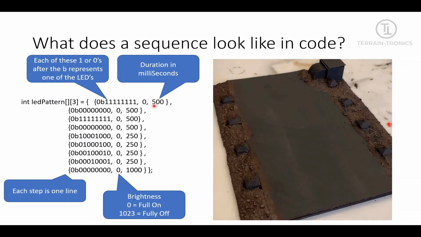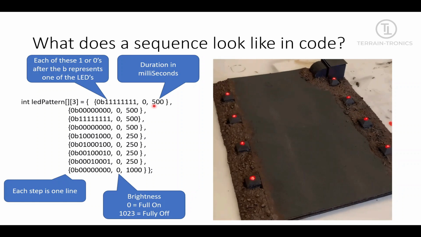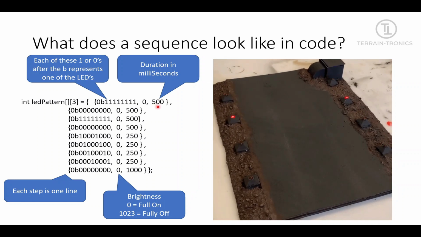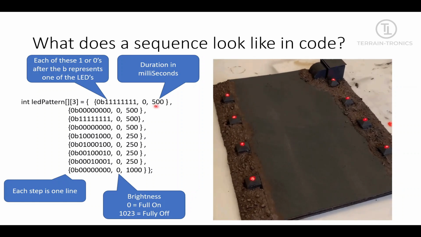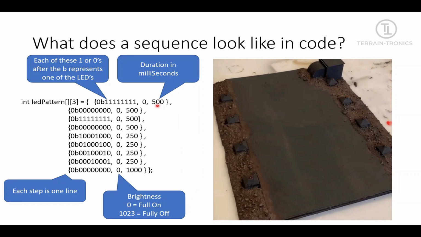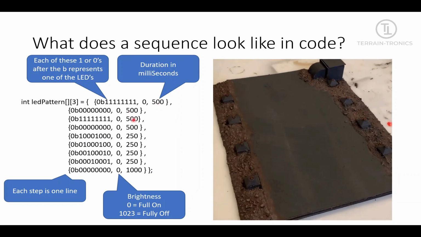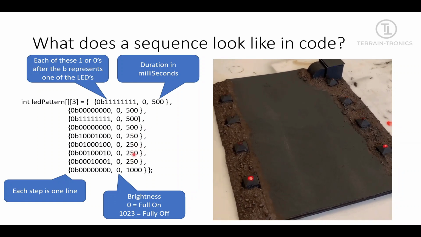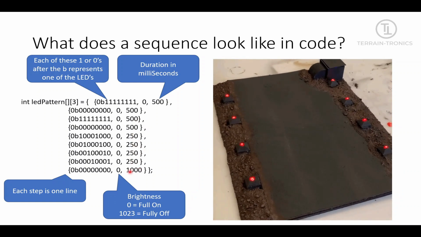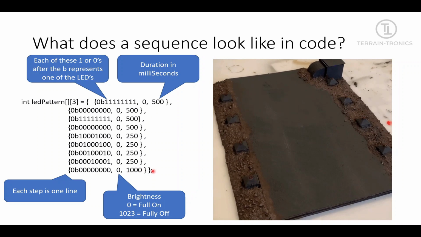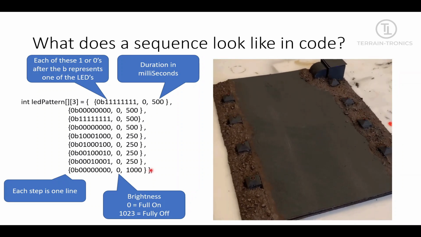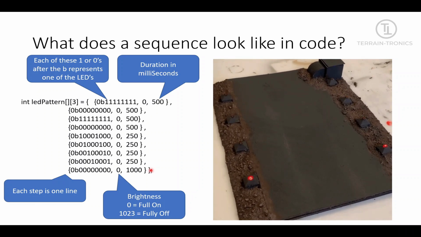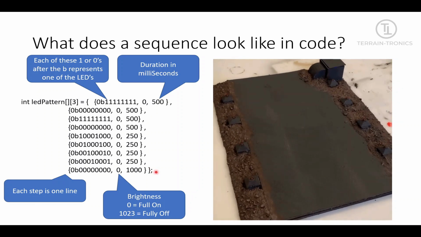So milliseconds is 1,000th of a second. So 500 thousandths of a second is half a second. So this is half a second on, half a second off, half a second on, half a second off. Then step, step, step, step through the pattern. And then finally, we're off for 1 second at the end. Pretty easy stuff. Again, I always say if you can do Excel, then you can do this. This isn't rocket science, I don't think.